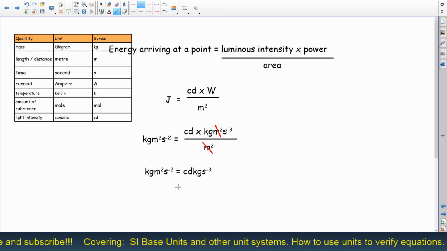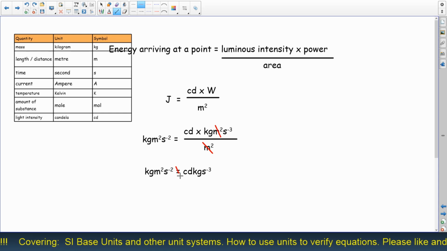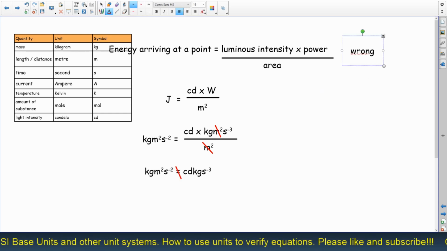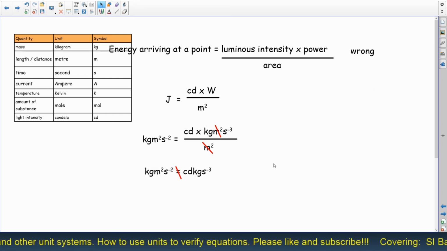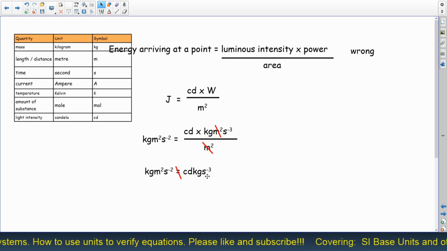And this isn't true. This is mathematically just not true. Okay, so that is not equal to that. So therefore, this is wrong. I don't need to do this experiment. Straight up, this can't be right because the units are not the same. And that's a really useful way of checking.